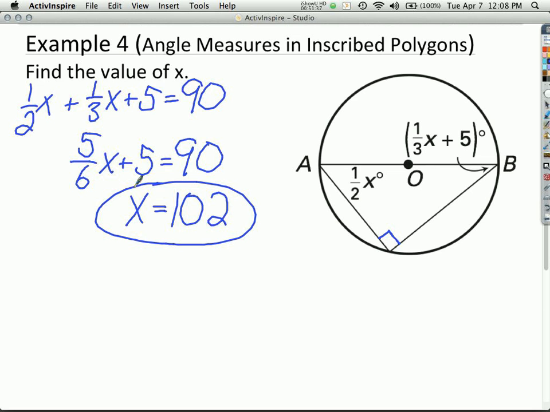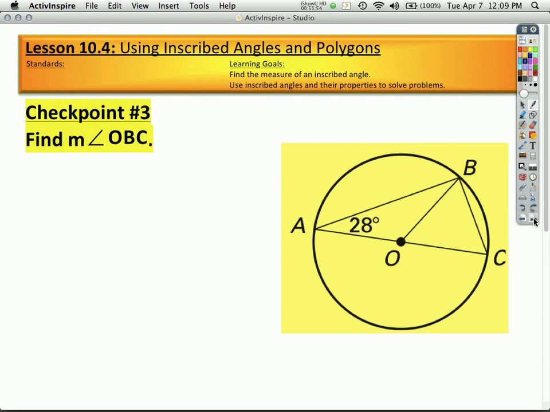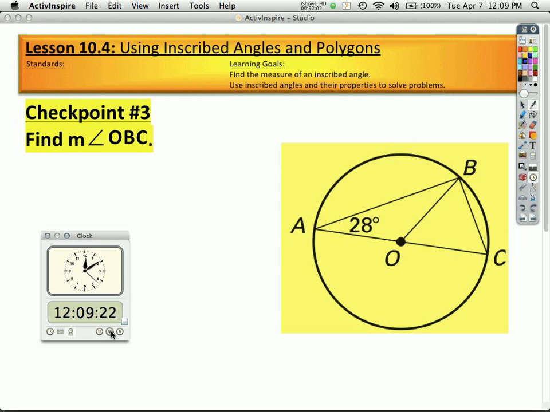So, it started out by understanding that because of the inscribed triangle and the fact that the hypotenuse is the diameter, we can establish that that is a 90-degree angle. Any concerns about that? All right, checkpoint number 3. Find me the measure of angle OBC. Measure of OBC, and you've got 2 minutes.